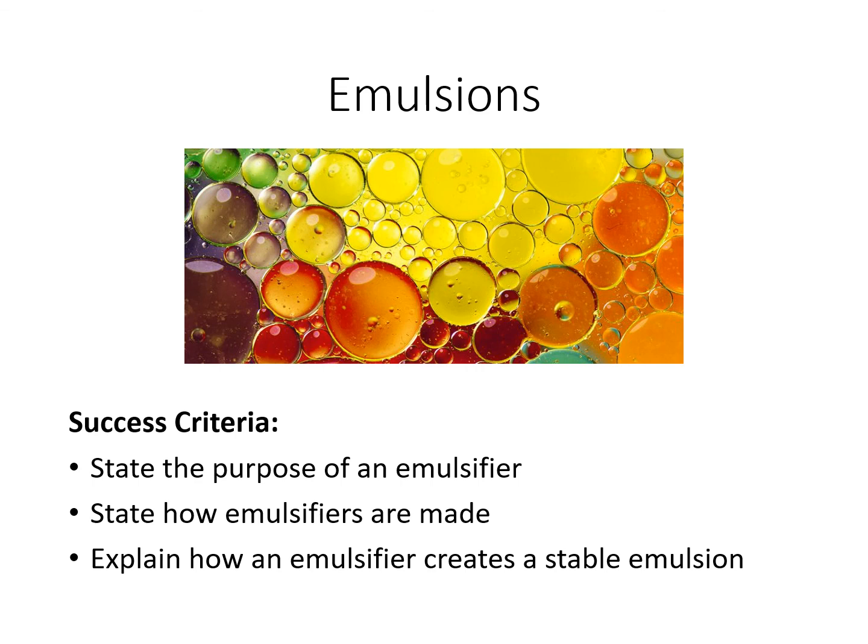So that's us done. We have to state the purpose of an emulsifier. That allows an emulsion to be kept in a permanent stable state. State how they are made: we react fatty acids with glycerol in a condensation reaction. And then explain how an emulsifier creates a stable emulsion, and that relates to the hydrophobic and the hydrophilic, the polar and the non-polar parts of the emulsifier.